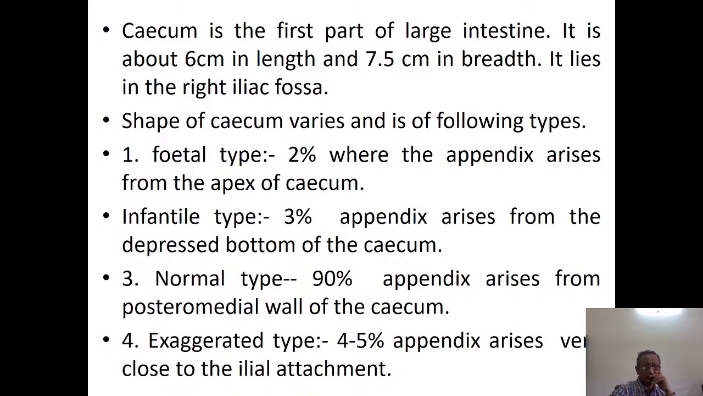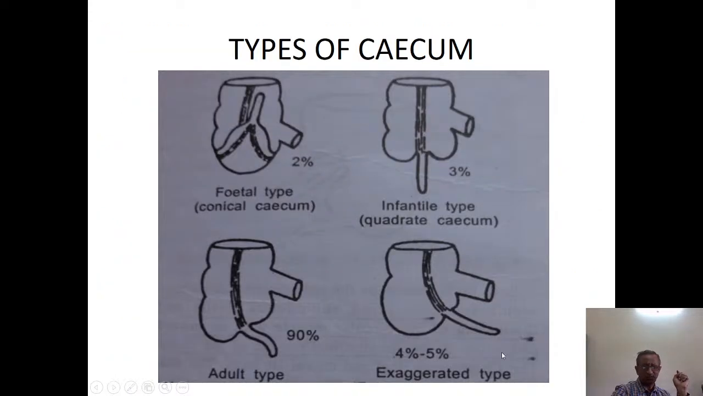So here in the fetal type, the appendix arises from the apex of the cecum. In infantile type, appendix arises from the depressed bottom of the cecum. Cecum will be broad and there will be a depression in it. In normal type, appendix arises from the posterior medial wall of the cecum, whereas in exaggerated type, appendix arises very close to the iliac attachment. That's what we have seen.